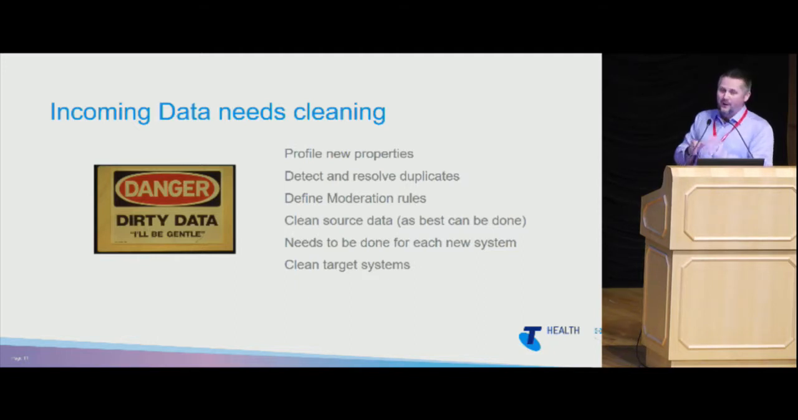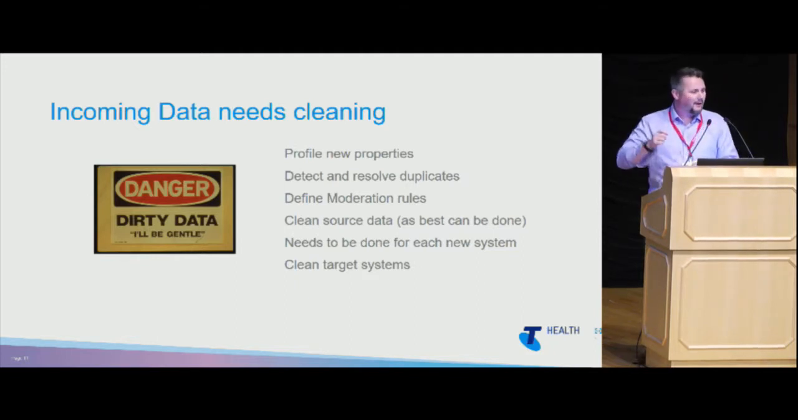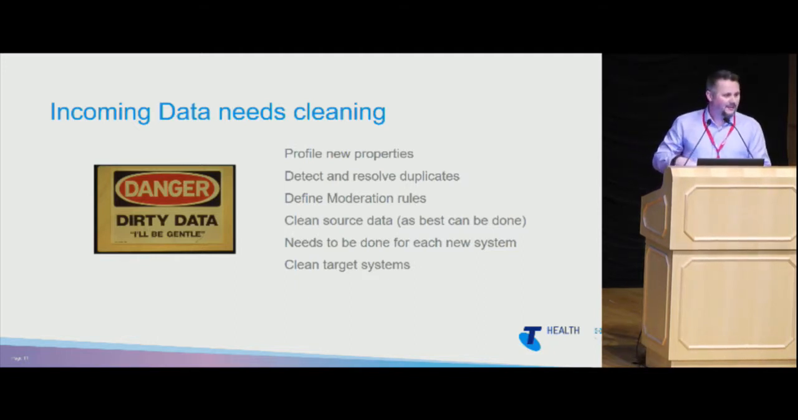Each time there was one of those spikes, we were bringing on another internal system, and so it needed to be checked: are there new properties? Are there duplicates? We need to clean them. There need to be moderation rules because we've got the same practitioner record across multiple systems, and we need to negotiate what data is what, do matching, and then clean things up.